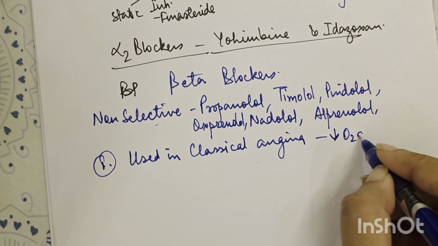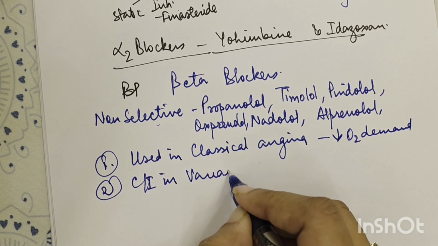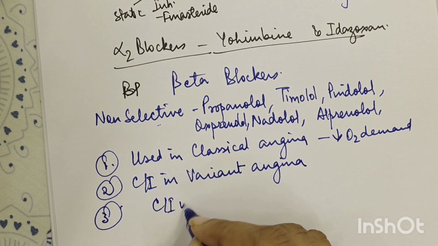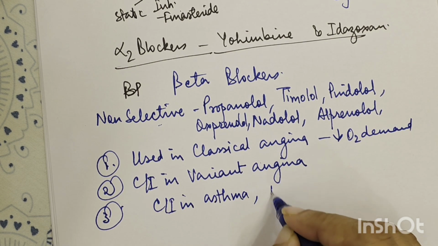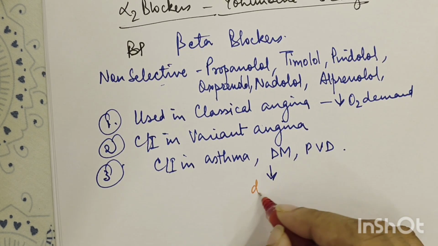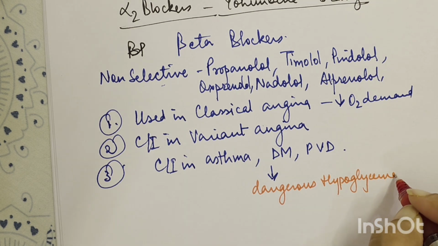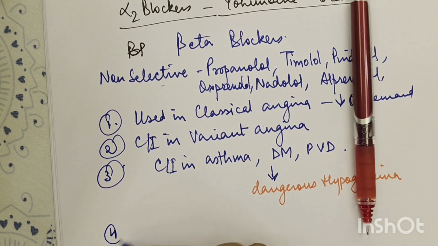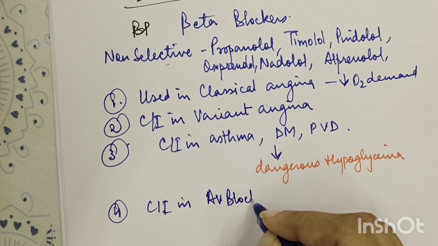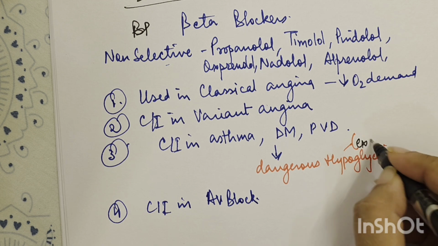Because they reduce the oxygen demand, they reduce the cardiac workload. Then second, it is contraindicated in variant or vasospastic angina because it can result in vasospasm by itself. Contraindicated in asthma, diabetes mellitus and peripheral vascular disease. In diabetes mellitus, why is it contraindicated? Because it can result in dangerous hypoglycemia, right? Then contraindicated in AV block, right? In dangerous hypoglycemia, all the symptoms of sympathetic stimulation are masked except sweating.